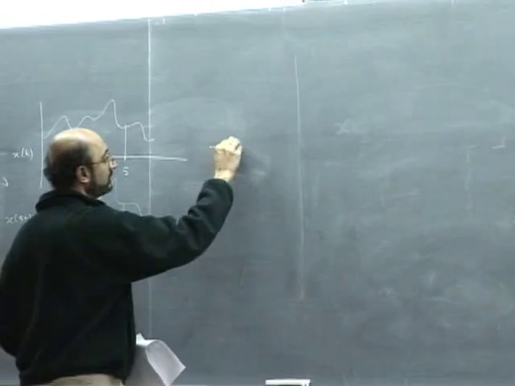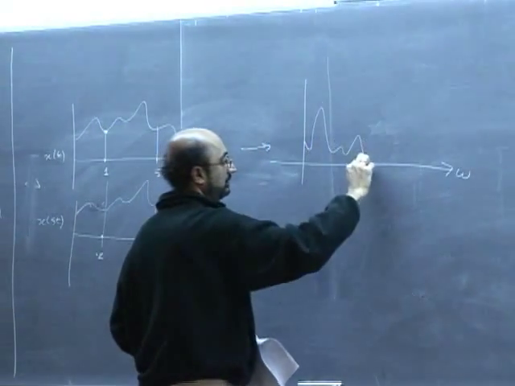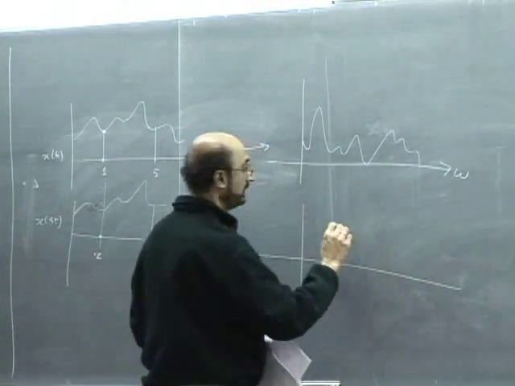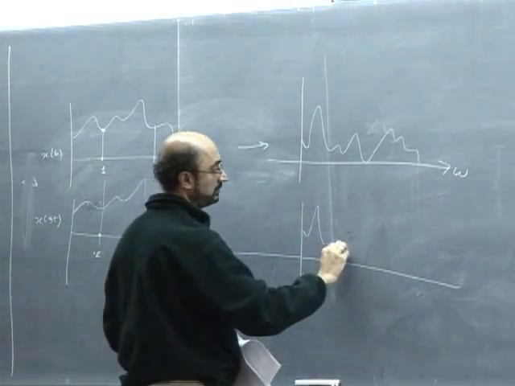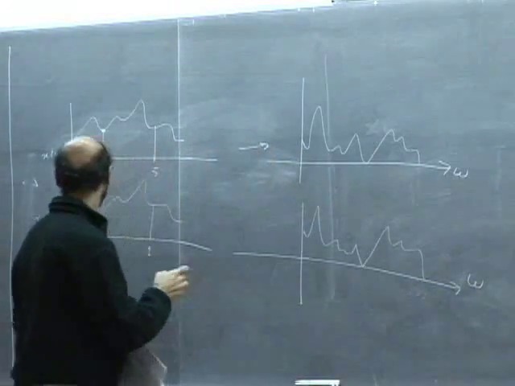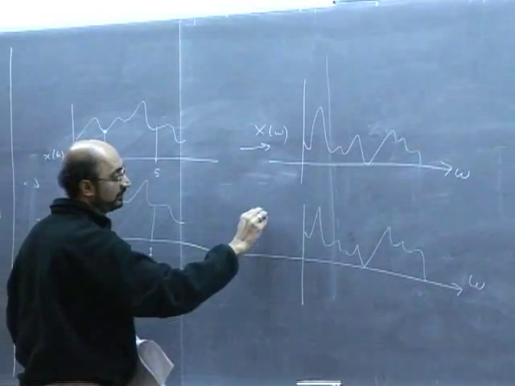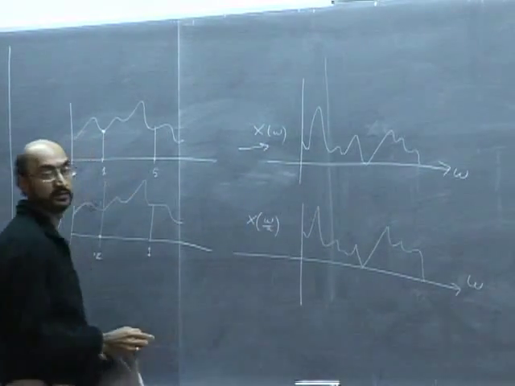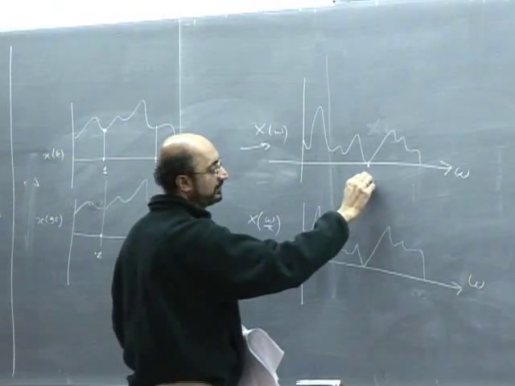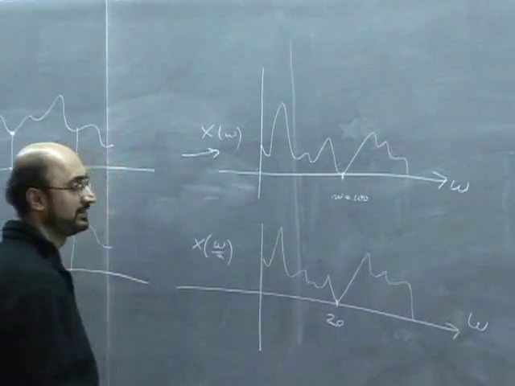So let's say this in the transform domain is given by some function of omega, something like that with some zero crossings. And this is omega now. This is also omega over here. So here we have X of omega, and here we're going to have X of omega by a. If the zero crossing happens at, let's say, omega equals 100 radians per second, now this is going to happen at 20 radians per second.